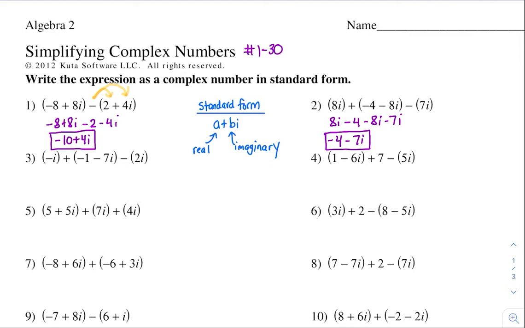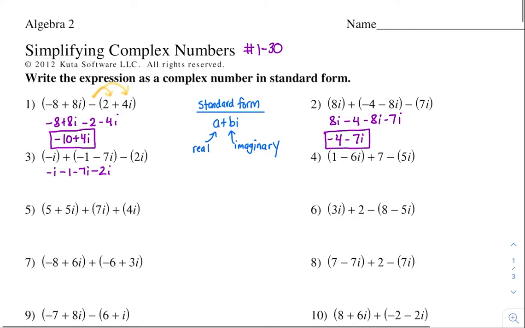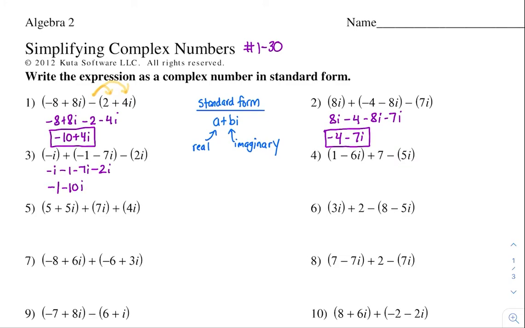Okay. Number 3. We have negative i minus 1 minus 7i minus 2i. Okay, so standard form, right? a plus bi. Our real number is negative 1, so that's in front. And now let's combine all our i's. Negative i minus 7i minus 2i is negative 10i.